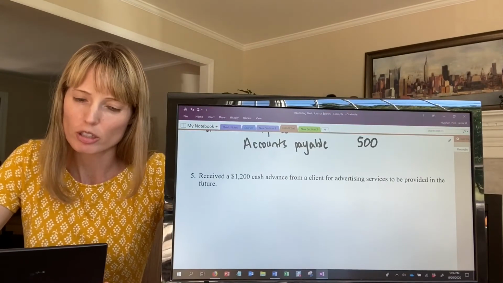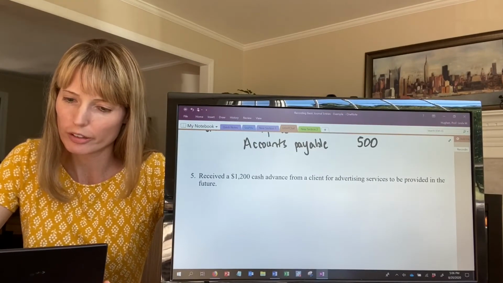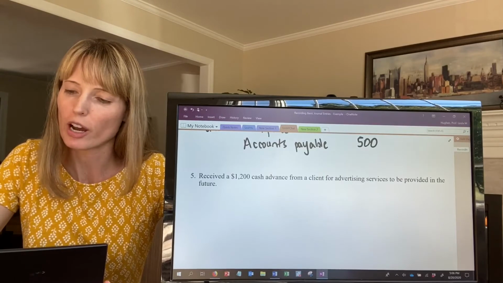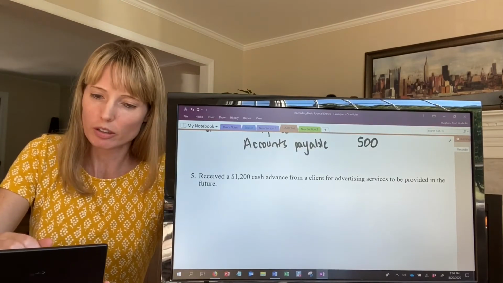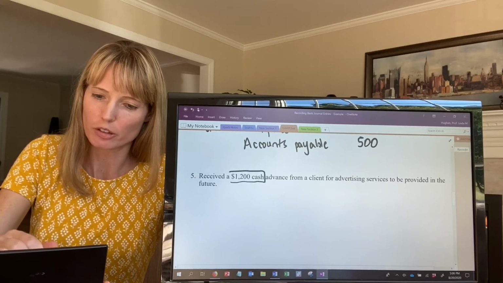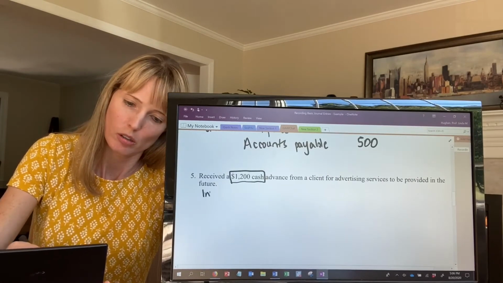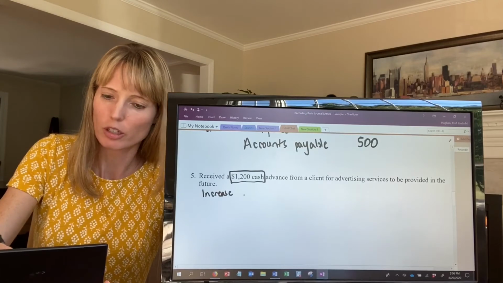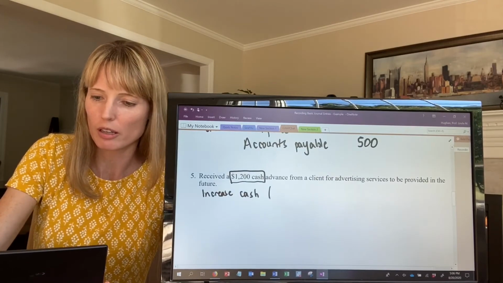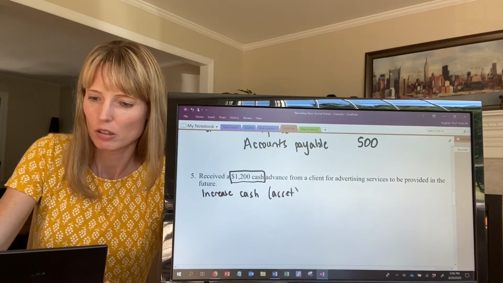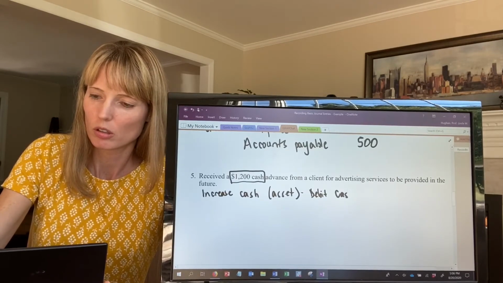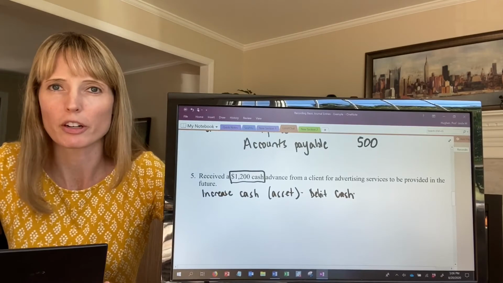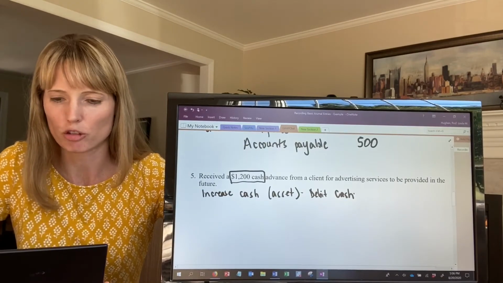The next transaction says we received a $1,200 cash advance from a client for advertising services to be provided in the future. So clearly we received $1,200 cash. Increased cash, we know that cash is an asset. So we debit the account cash. The trickier part of this is, what is the other side of this transaction?